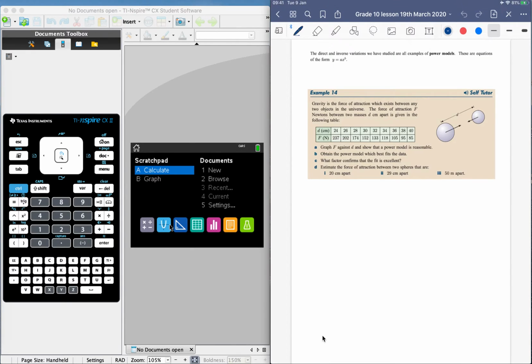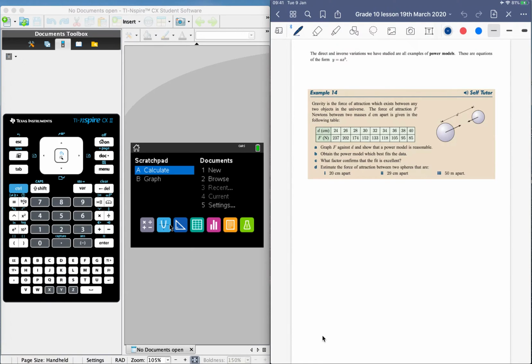Okay, let's have a look at some power modeling then. Good news is the work that we were doing yesterday in school was all types of power modeling. So we were doing direct and inverse proportion. We were looking at the proportion of two variables where one might be squared, where one might be cubed, where we had inverse proportion, and that's all types of power modeling. So please don't worry about the word modeling.